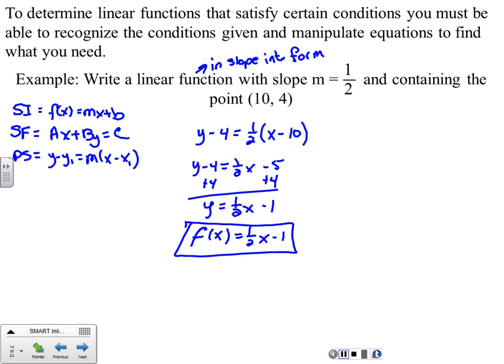So you just wrote a linear function in slope-intercept form that has a slope of 1/2 and it goes through the point (10, 4). We did this in Math 100, I promise. It was the last chapter you did, chapter 7.